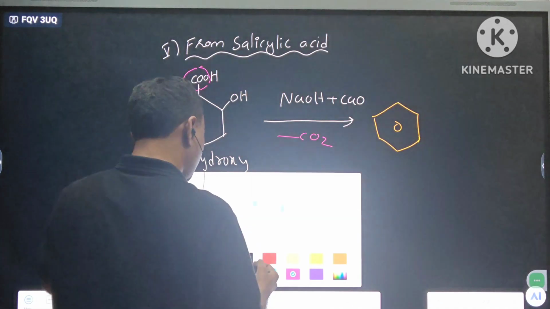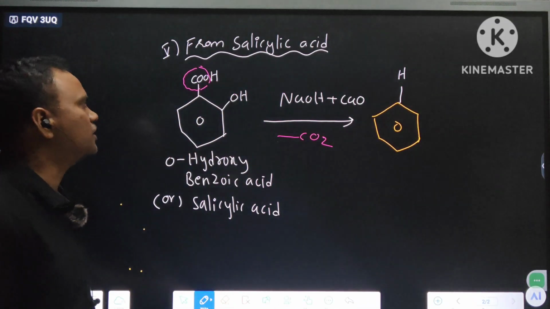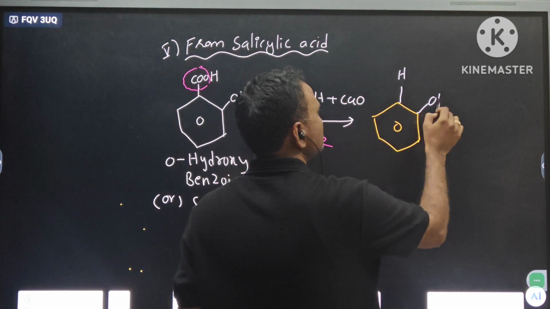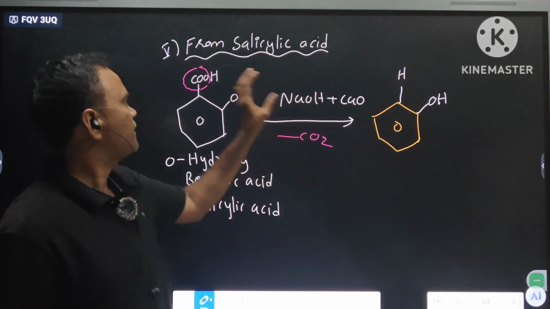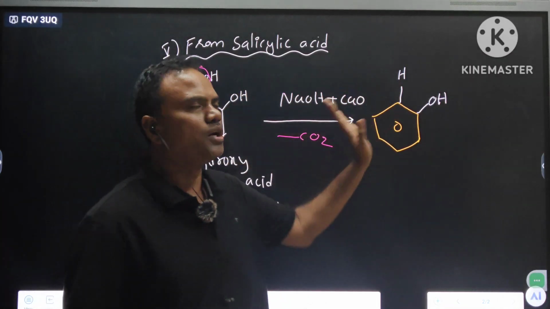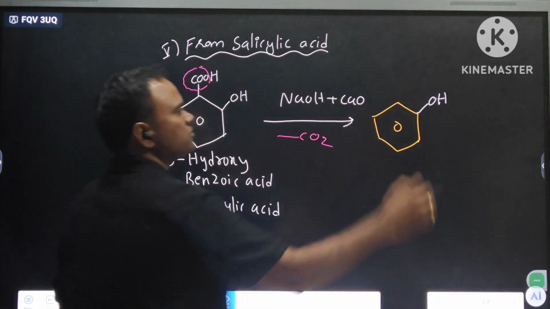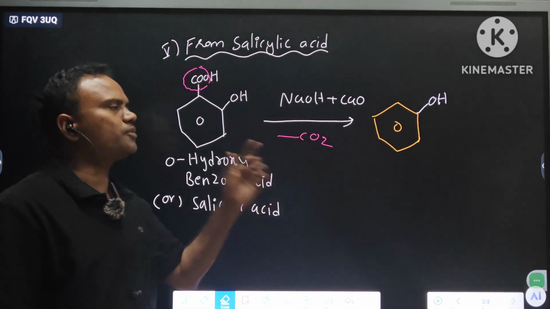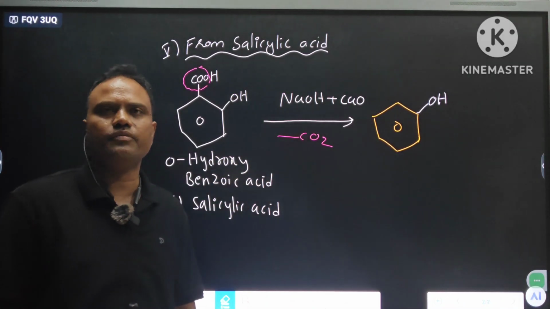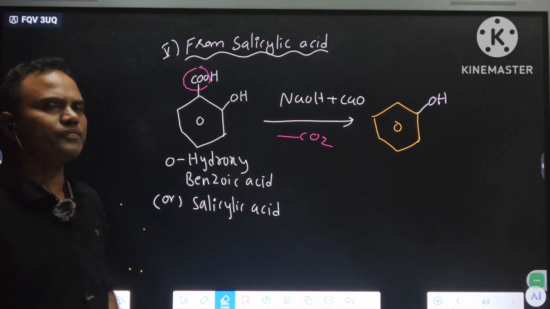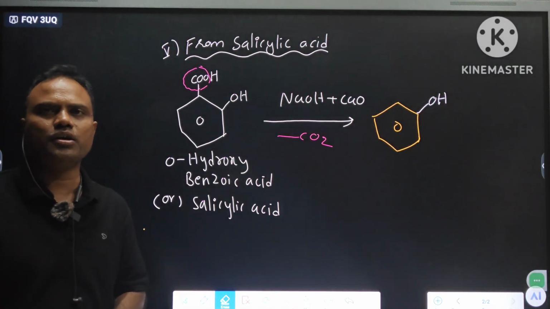So what is remaining there? H and OH. You need not write H. If you write H here, or if you do not, nothing will change, since H is still present there. Clear? Phenol is produced from salicylic acid by decarboxylation, where carbon dioxide is eliminated. Got it, all of you? Is this preparation method okay? Any doubt in this?